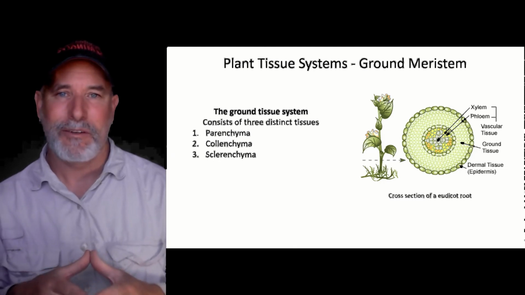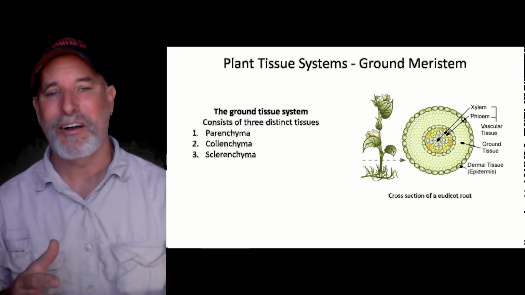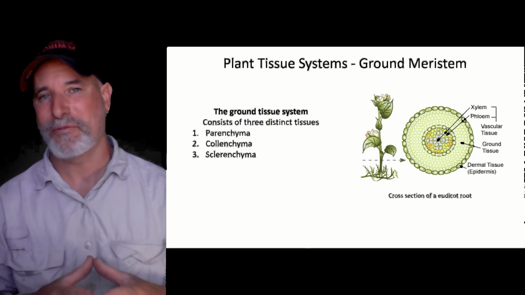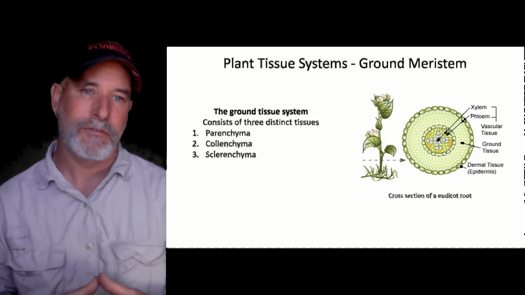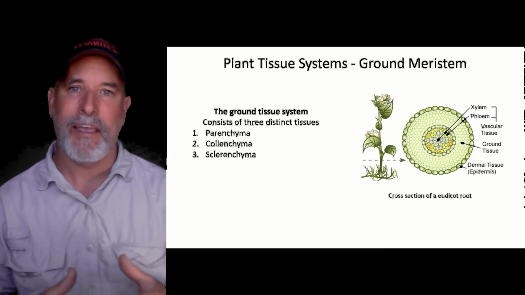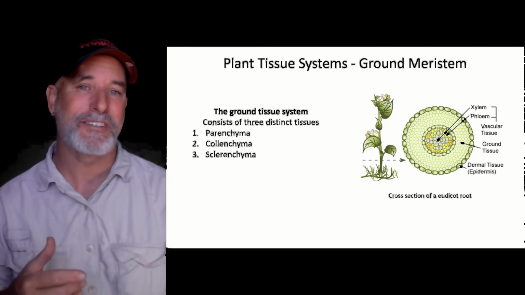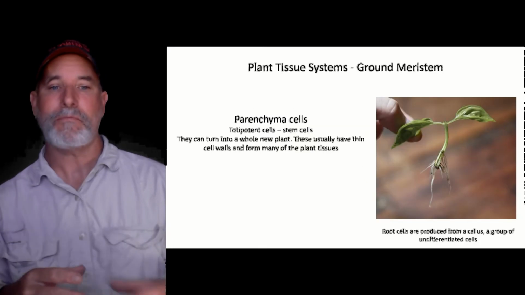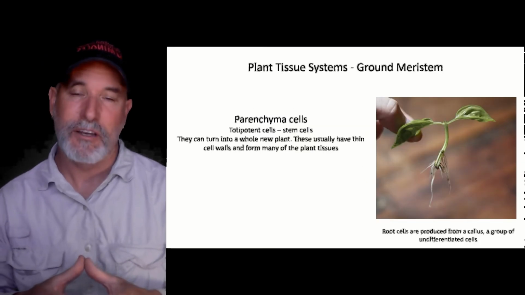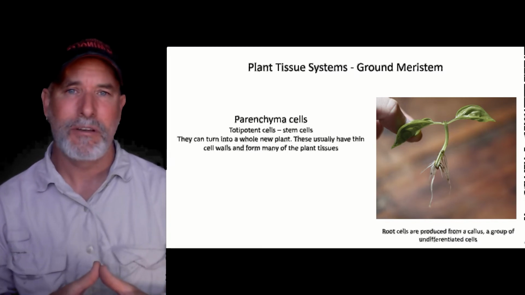Okay, get ready for some words. Parenchyma, sclerenchyma, collenchyma. These are three different types of tissues that come from the ground meristem, okay? And they each have different functioning. In addition to photosynthesis and storage, they're also used for support in the plant as well. Let's start with parenchyma cells. For one, they can be like totipotent stem cells.